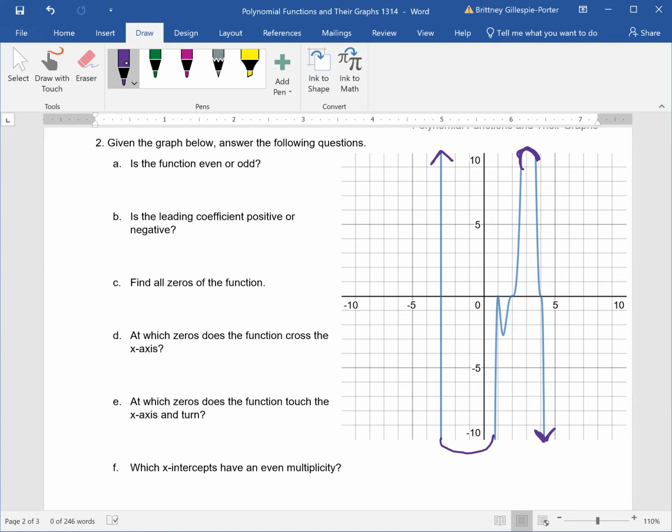Okay. Notice here on the graph, I'm rising left. So rise left, and then we fall right. That's the end behavior of the graph. And that's going to help us determine parts A and B. So is the function even or odd? Since my arms are going in opposite directions, that means that my graph or my function is odd.